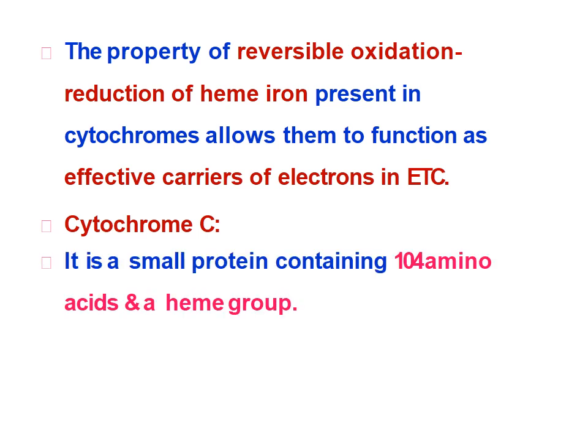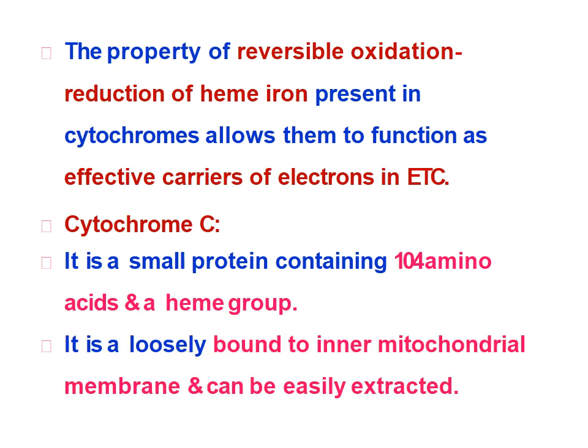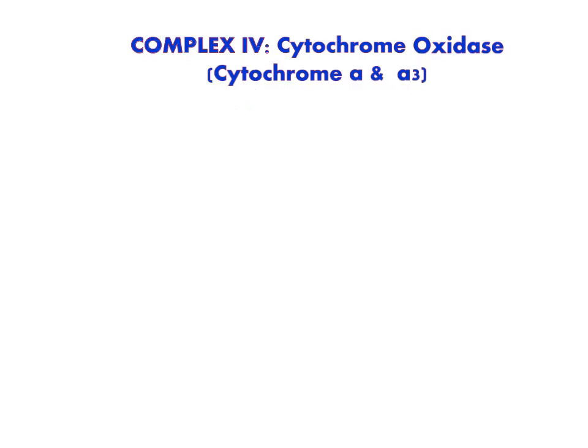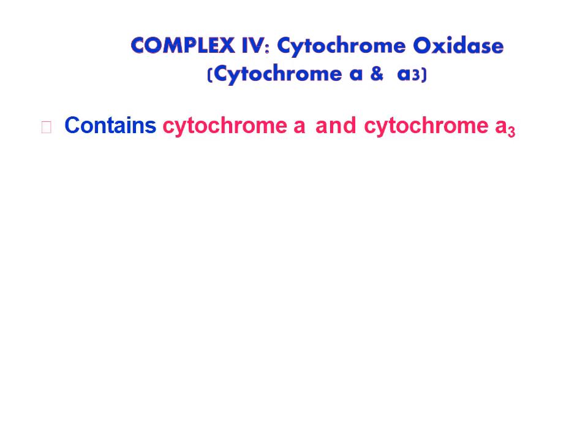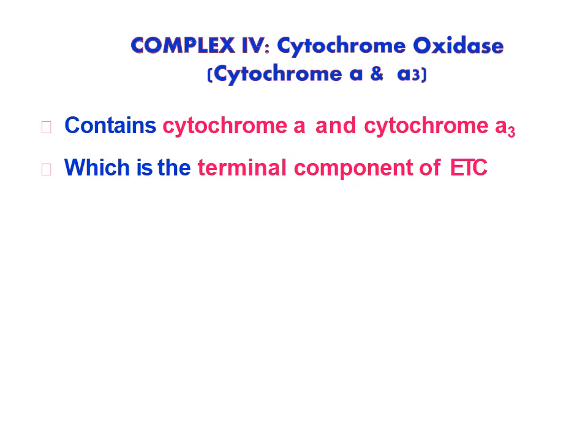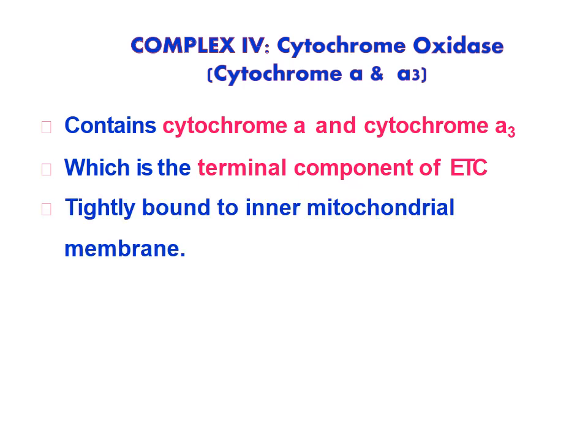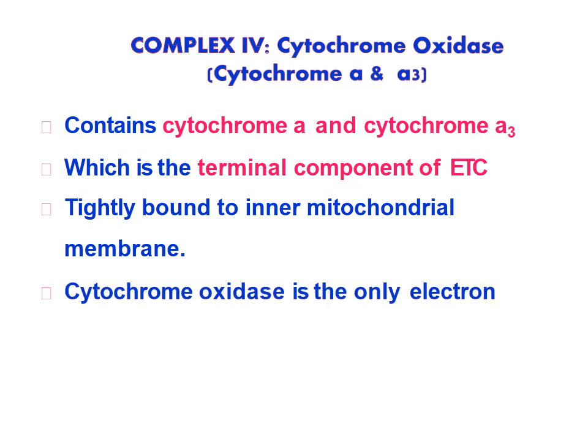Now, what is cytochrome c? It is a small protein containing 104 amino acids and a heme group. It is loosely bound to the inner mitochondrial membrane and can easily be extracted. What is complex 4? Complex 4 is cytochrome oxidase. It consists of cytochrome a and cytochrome a3, which is the terminal component of the electron transport chain. It is also tightly bound to the inner membrane of the mitochondria.